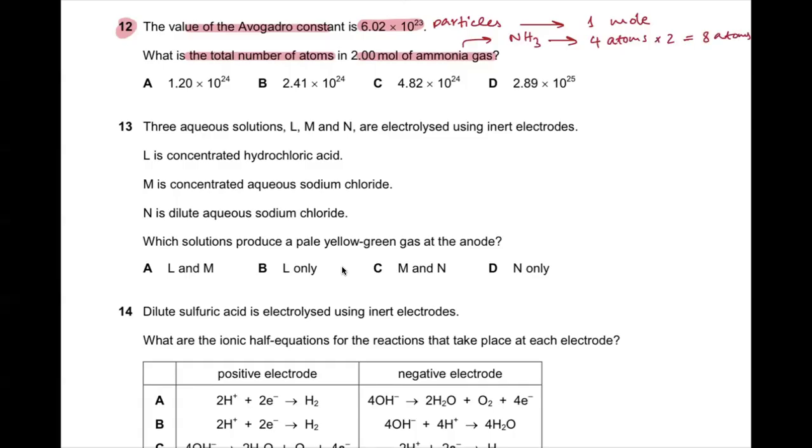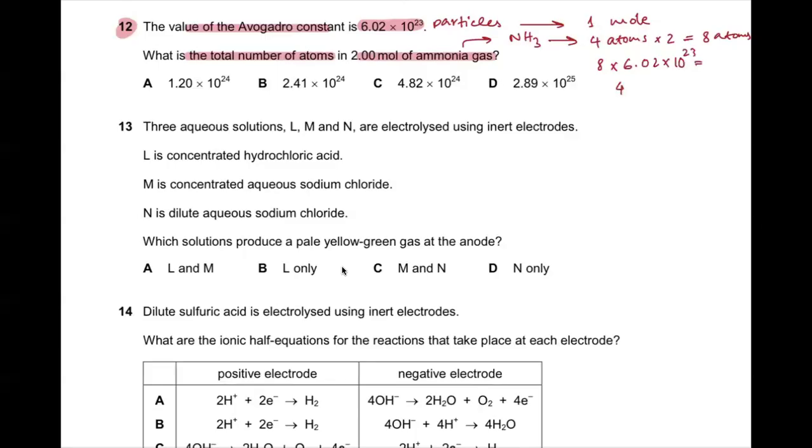And there are 2 moles. So there are 8 atoms in the 2 molecules. So 8 times 6.02 exponent 23. Because 1 molecule has 4 atoms, 2 molecules has 8 atoms. And 1 mole is always equal to 6.02 exponent 23. So if you multiply with this, 8 times 6 is 48.